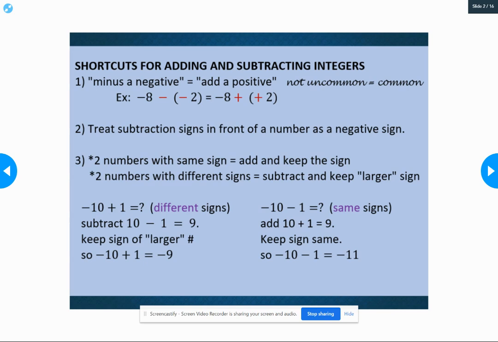Okay, the other problem, -10 minus 1. Think of that as a -10 and a -1. So think of those as two numbers with the same sign because they're both negative. So add them up. 10 plus 1 is 11. And now keep the sign of the two numbers. They're both negative, so keep the answer negative. So the answer is -11.